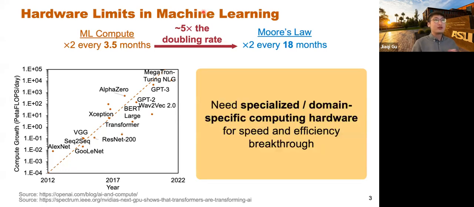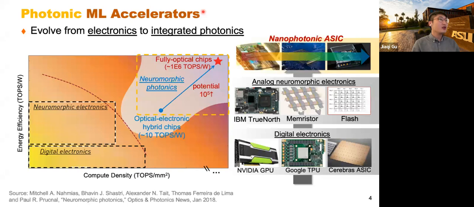So to bridge the gap between the computing and the AI model, we need specialized and especially domain-specific computing hardware to achieve breakthroughs both in the computing speed and the energy efficiency. So recently, there's a trend to evolve from electronic machine learning accelerators to integrated photonics. Compared to traditional digital electronics like the TPU, GPU, and some more analog neuromorphic electronics like flash memory, memristors, and PCM, photonics really shows the advantage in energy efficiency in terms of TOPS per watt, and also compute density in terms of computations per square millimeter.